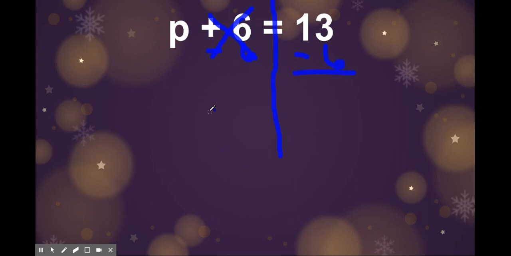So on my left side, all I have is p. This is my equal sign, and 13 minus 6 gives me 7. P is equal to 7. Now I can check this by, instead of using p, I'll use 7. So let me clear this. So 7 plus 6 equals 13. Well, 7 plus 6 does equal 13. This equation is true, so I know I'm correct when I say p is equal to 7.